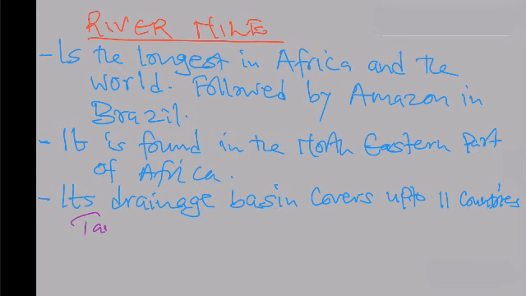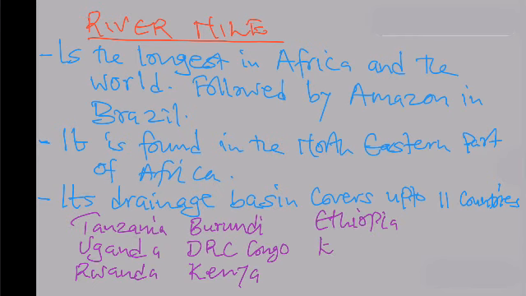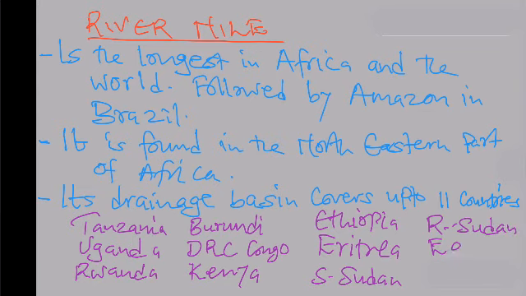And the 11 countries here, we have Tanzania, Uganda, Rwanda, Burundi, DRC Congo, Kenya, Ethiopia, Eritrea, Southern Sudan, the Republic of Sudan, and Egypt. So River Nile itself obtains its water from all those 11 countries, and that is why it's said to be the longest, even worldwide. This river is the main source of water for Egypt and Sudan. Remember, part of these countries are deserts, and so they use a lot of water from the river for irrigation.